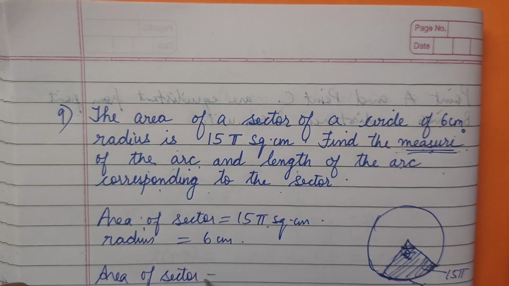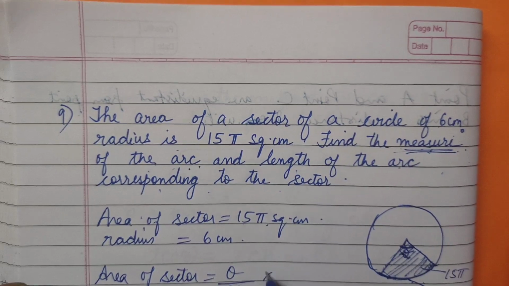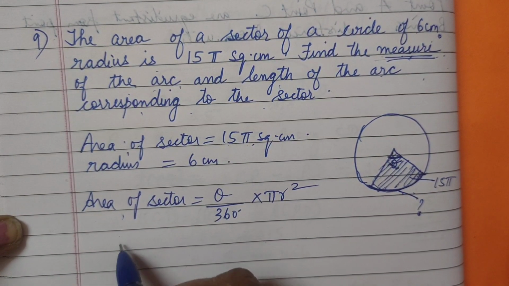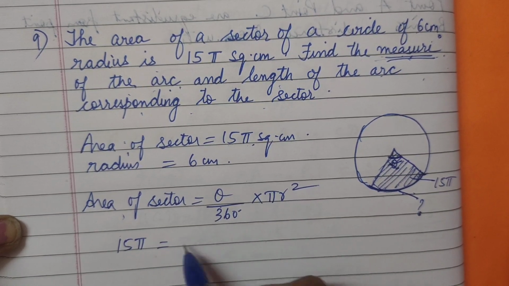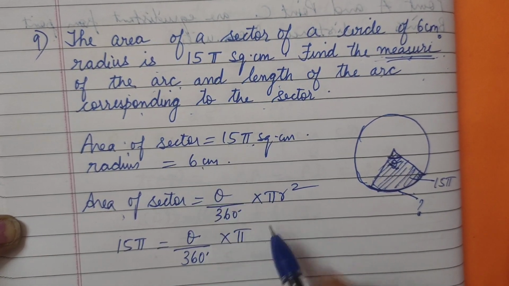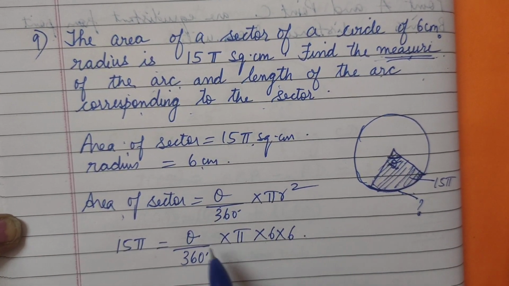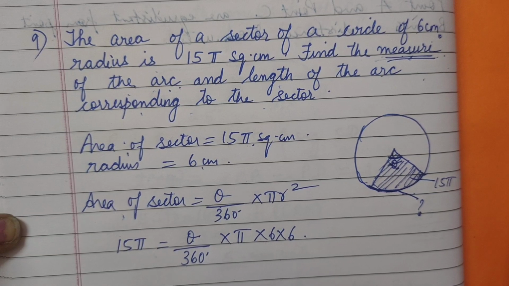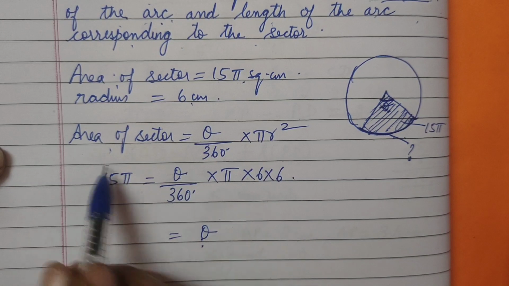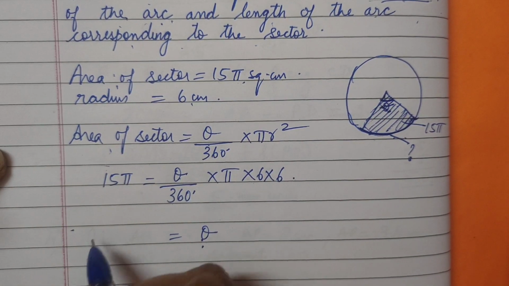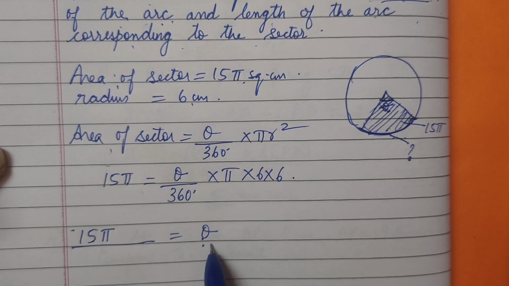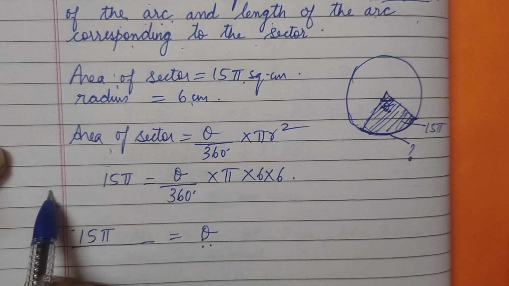Area of a sector equal to theta upon 360 into pi r square. And what is area of a sector given? 15 pi. So we will write 15 pi equal to theta, we don't know, we need to find it, into pi. R is given as 6 into 6. What we will do, we will keep theta here because theta is to be found. Rest all take it to the left hand side, 15 pi already there, upon this 15 pi and this theta. This and this all have to be taken to the other side.